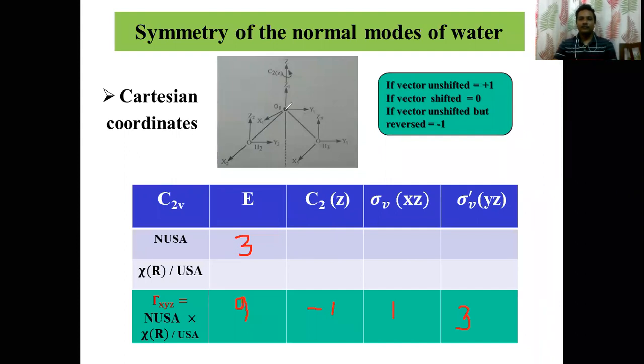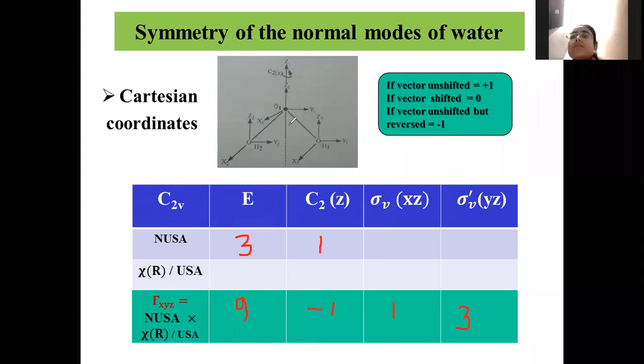So when you do C2 along Z, these 2 hydrogens are going to shift position. Only oxygen remains in the same place. Therefore the number of unshifted atoms for C2 is going to be 1, right? Now, if I go for sigma v xz, that is this.